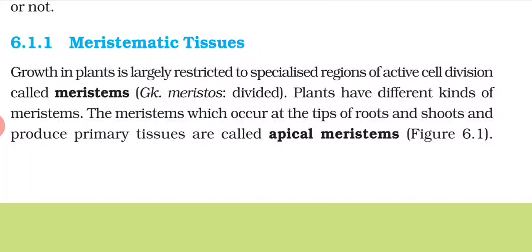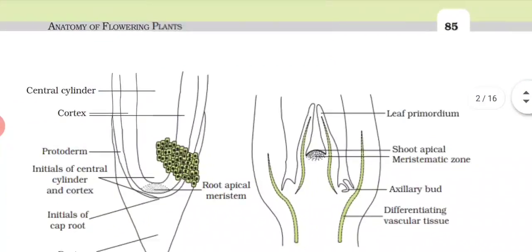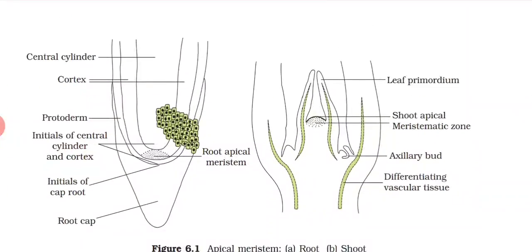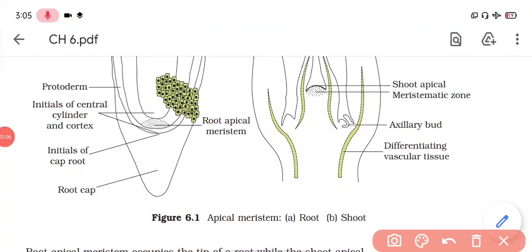For example, if the meristematic portion is present on the root tip or shoot tip of any plant, that means the topmost portion or the bottommost portion where the cells are dividing, that portion is known as the apical meristem. It is found basically on the root tip or the shoot tip of any plant. For example, if we see, this portion is the root tip and this is the shoot tip.